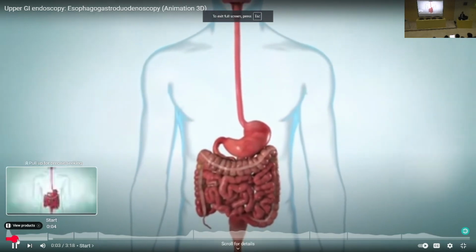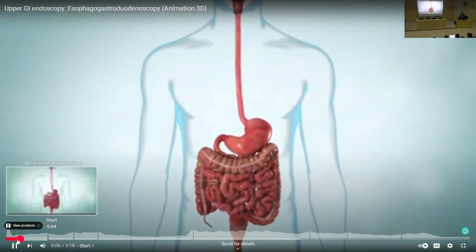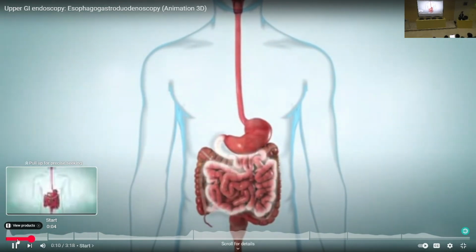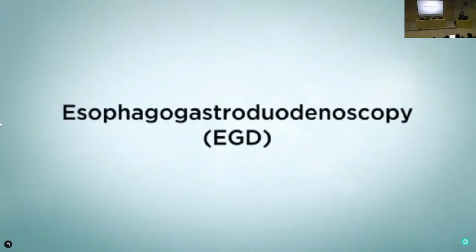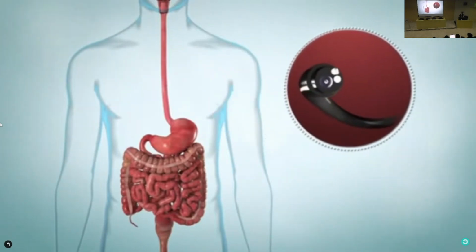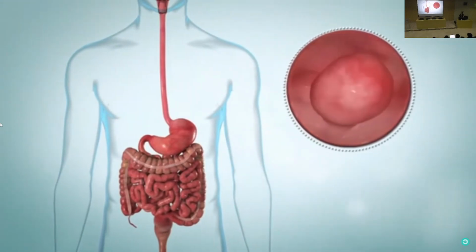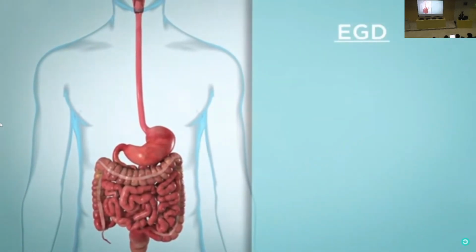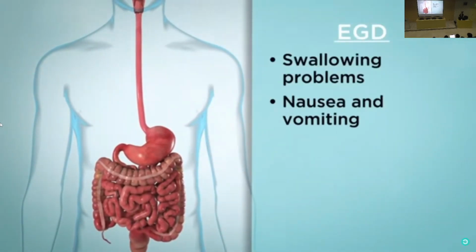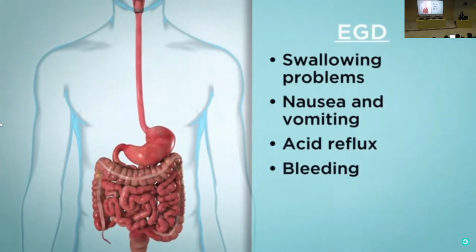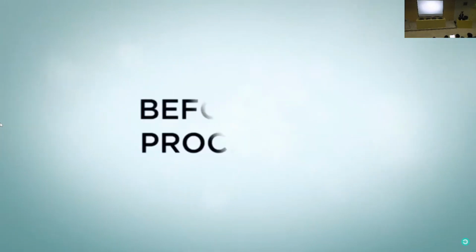The upper gastrointestinal or GI tract. The GI tract includes the esophagus, stomach, and duodenum, which is the first part of the small intestine. The test is also known as an esophageal gastroduodenoscopy or EGD. It's done using a tool called an endoscope, which is a long, thin, flexible tube that has a light and a tiny camera. The test helps find problems such as ulcers, infections, or growths. It can show the causes of swallowing problems or dyspepsia, nausea and vomiting, acid reflux, bleeding, and abdominal pain.